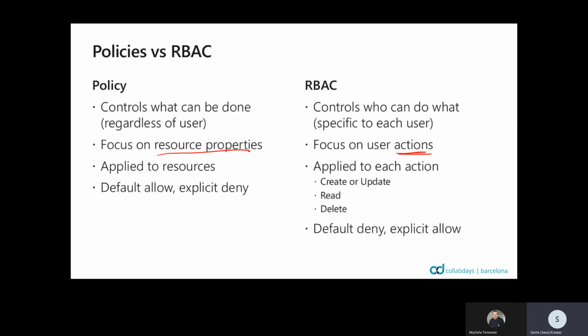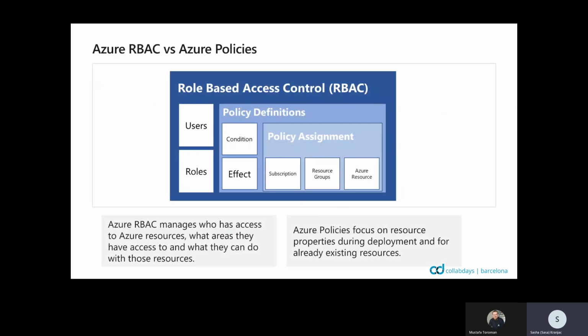One big difference is that with policies the default is allow and explicit deny, while it's the vice versa with RBAC. So the default is deny and explicit allow, and it's a very simplified model. So it's Azure RBAC versus Azure Policy. We can see that RBAC is on top of everything. RBAC manages who has access, and Azure Policy focuses on resource properties.